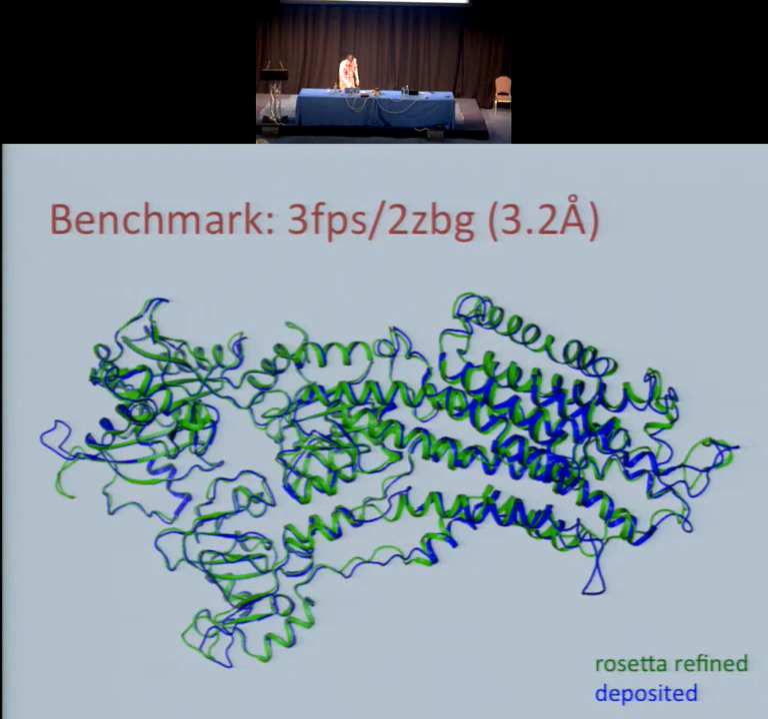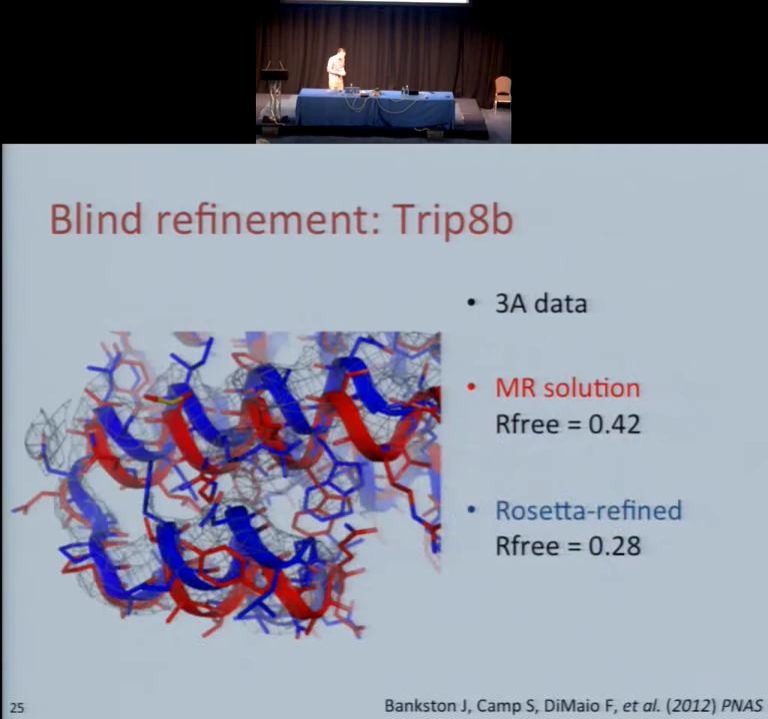And finally, we also tried this on a blind case. A crystallographer had a 3 angstrom data set where the refinement got stuck. And so we wanted to see if we could use MR Rosetta to solve that as well. And indeed, we were able to, so there was a close homolog. After rigid body refinement, it had an R-free of about 42%. After Rosetta refinement, it was at about 28% R-free, and maintained good model geometry.